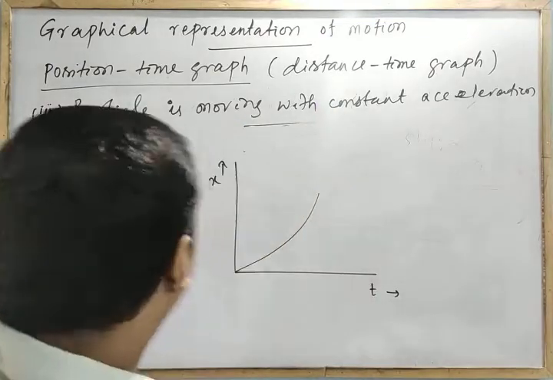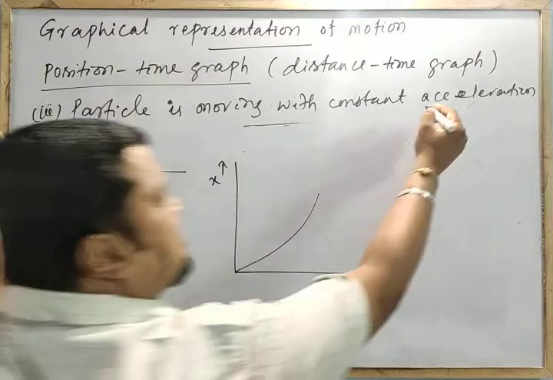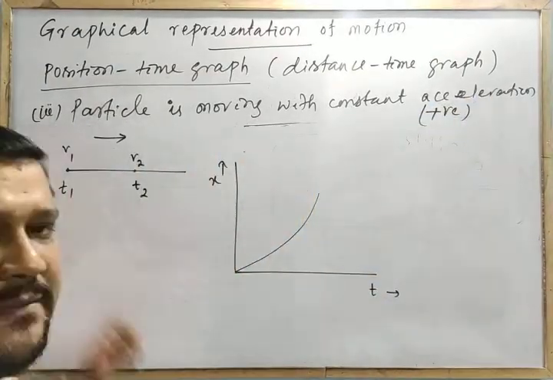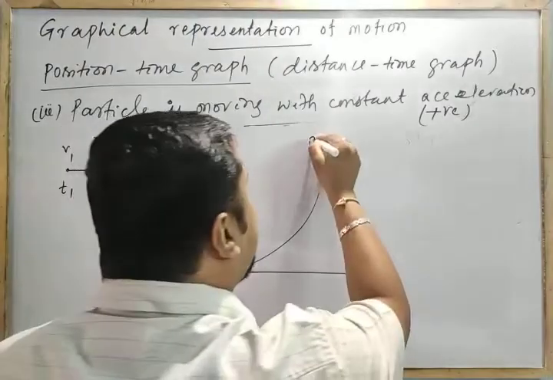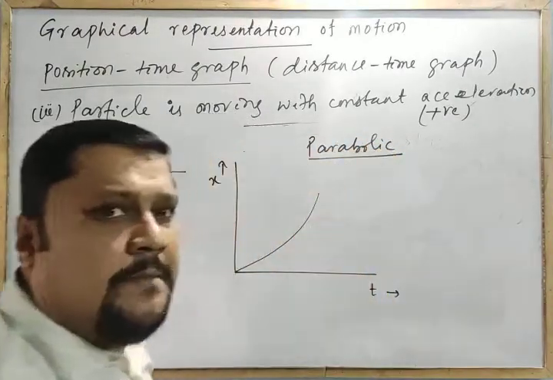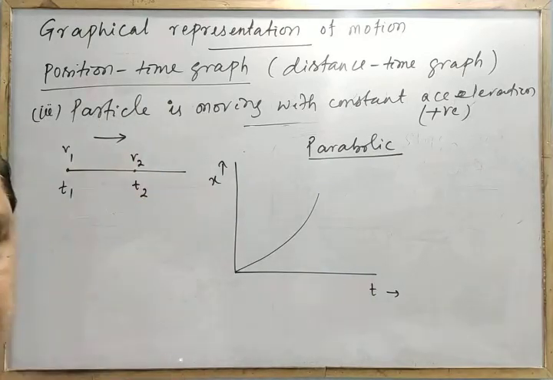That is, velocity is increasing, means positive acceleration. Here I have considered positive acceleration. So the line will be parabolic. It is a parabolic, because velocity is changing like that.